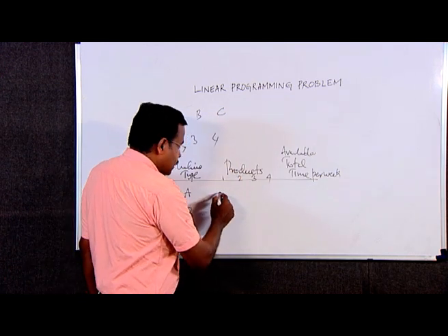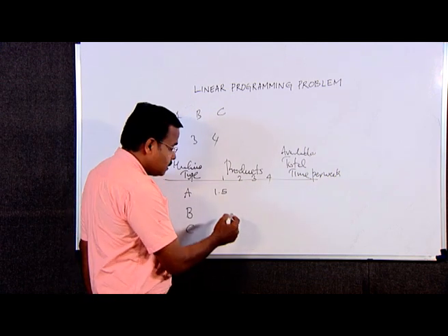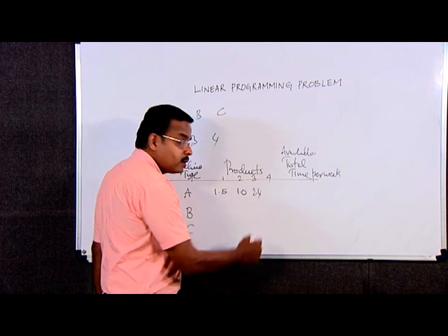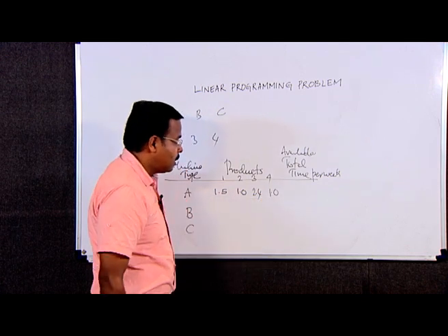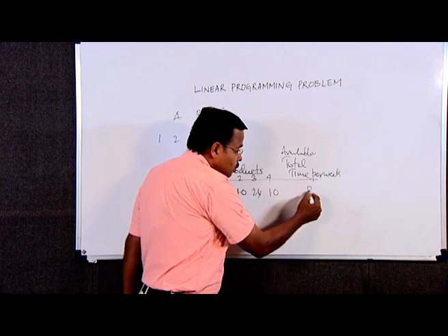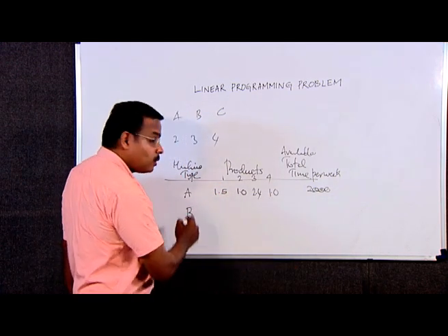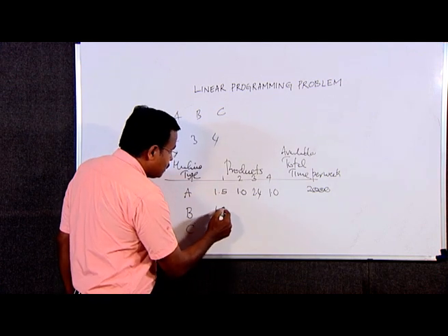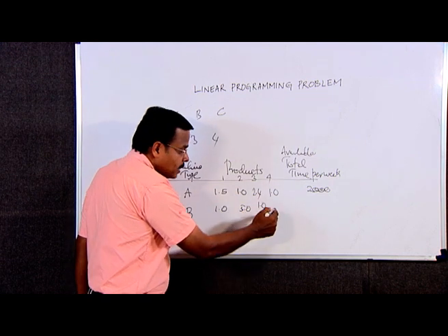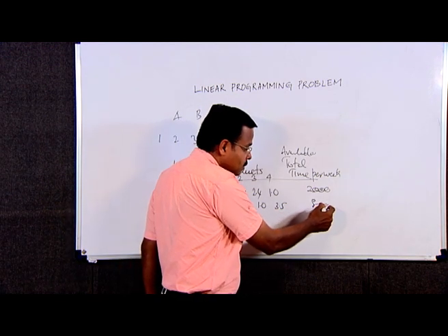Then for machine A, product 1 requires 1.5 hours, product 2 requires 1 hour, product 3 requires 2.4 and the last product requires 1 hour. But the total available time of machine A per week is limited to 2000. Next for machine B, the time required for the first product is 1 hour, for the second product 5 hours, then 1 hour, then 3.5 hours. Total available time for machine B is 8000 hours.